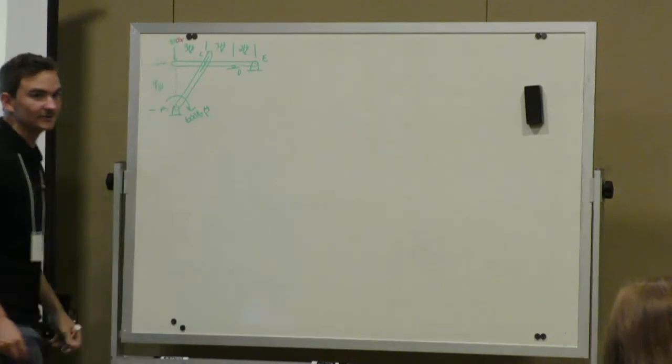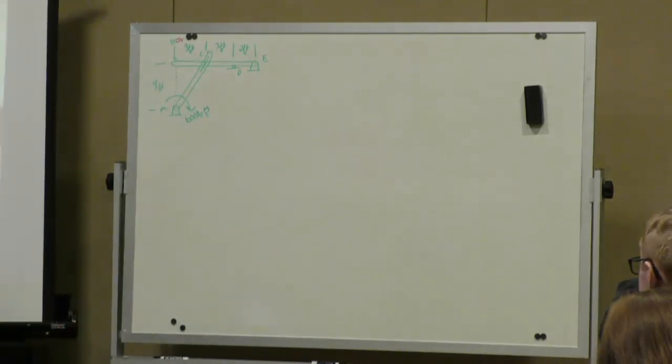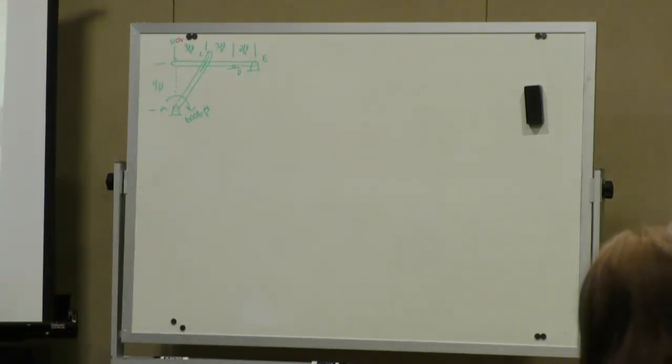500. I'll write it in red to show. So, are we missing anything? Or does that look pretty good? All right. So the question is asking to determine the support reactions at A, D, and E.